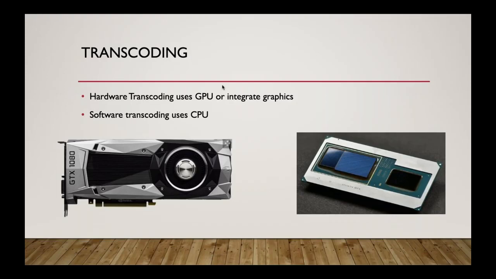Transcoding can be done by a GPU or by integrated graphics, and transcoding can be done by a CPU. However, graphics or GPU can do transcoding much more efficiently than a CPU. And that's why some of our NAS are much better at transcoding than others. That's because some of our NAS have integrated graphics, whereas other NAS don't have integrated graphics.